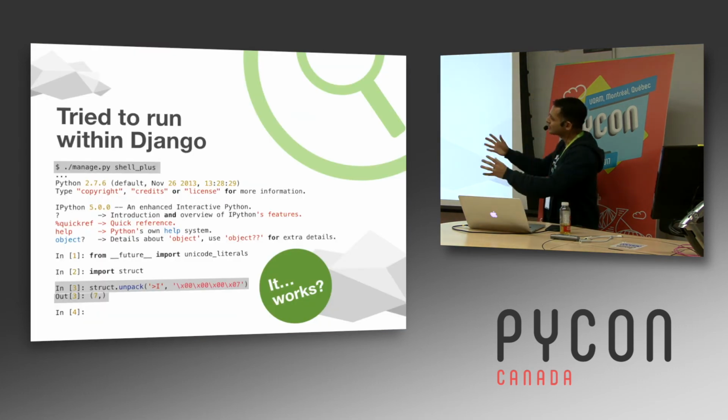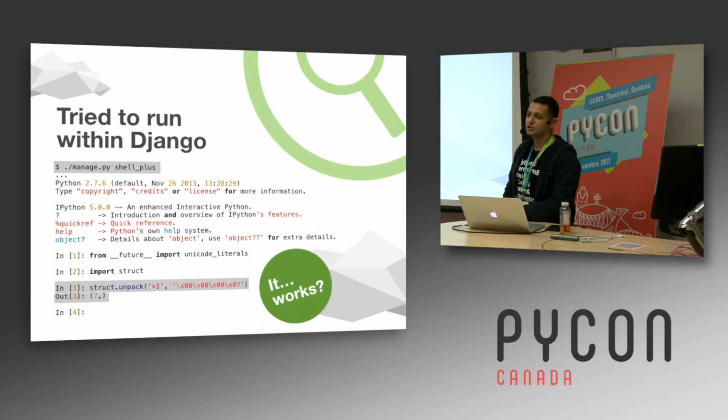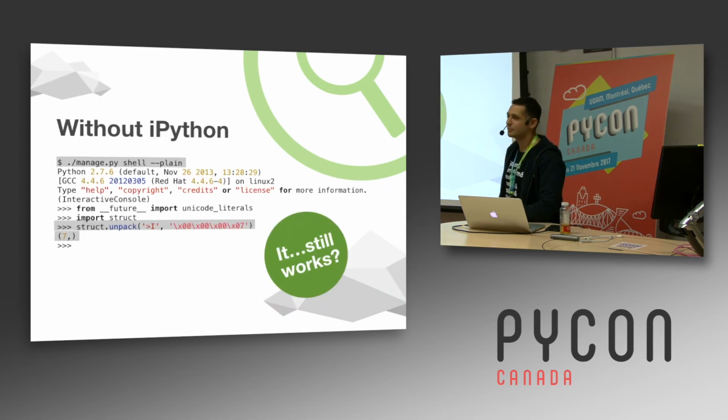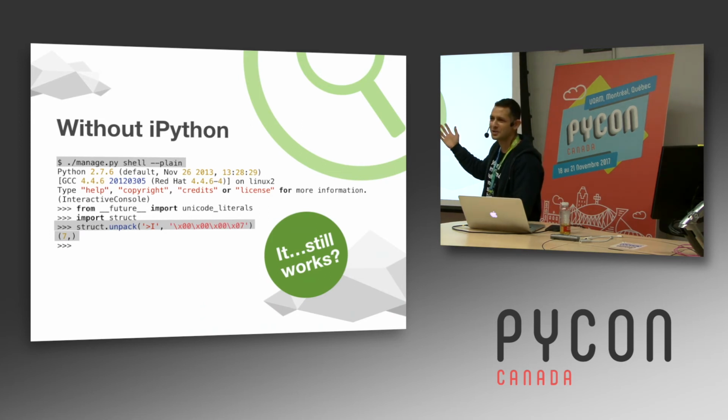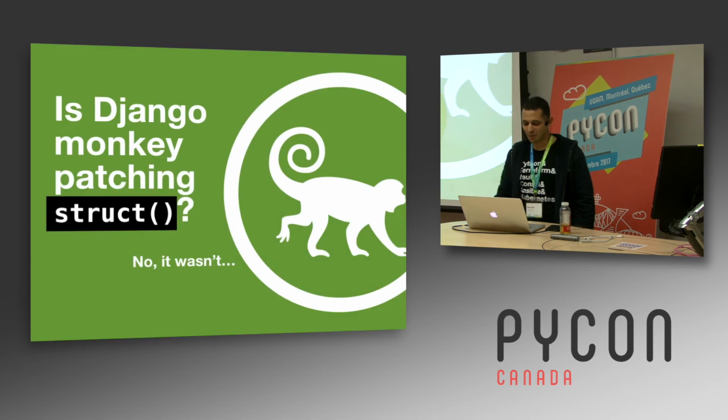So we try to run it. We thought, all right, maybe there's something in Django. So we launched a Django shell, and we tried to run it through here, and did the same thing, import unicode_literals, and it works. This doesn't make any sense. So maybe we thought it's IPython. So strip out IPython. Does it work here? Yeah, it still works. What is going on over here? Is Django monkey patching struct for some reason? It wasn't.